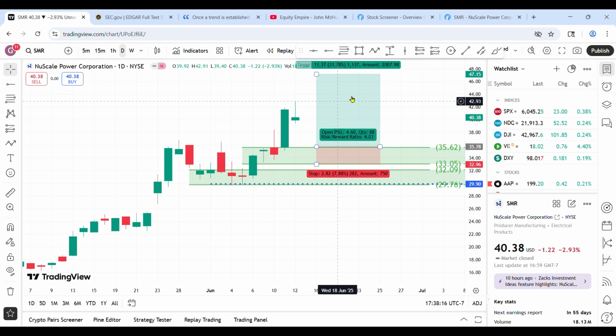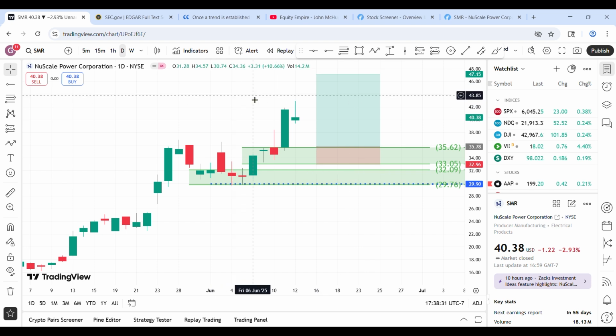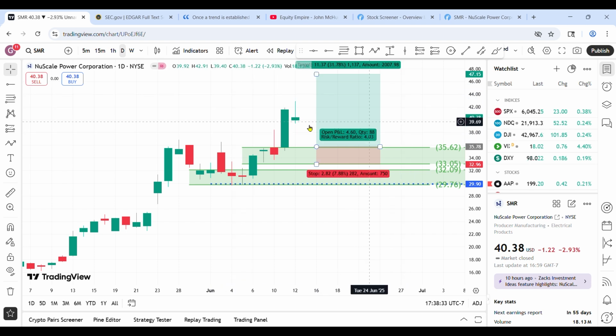Okay, but in this case, this would have about a 4-to-1 reward to risk ratio. In other words, for every $100 worth of risk you would take in this setup, the reward potential would be a little over $400.